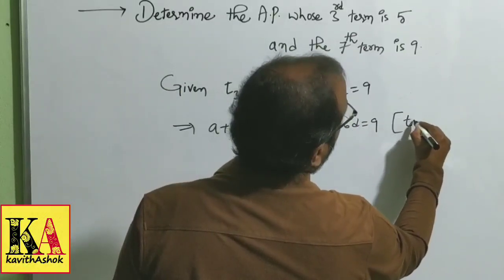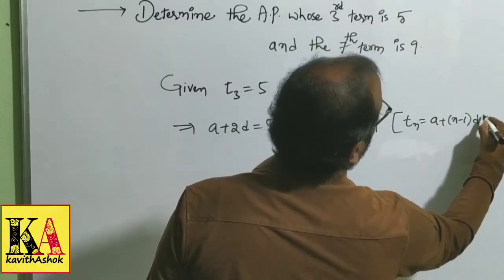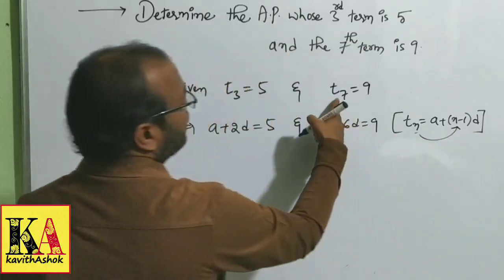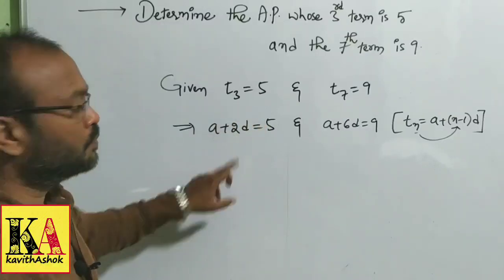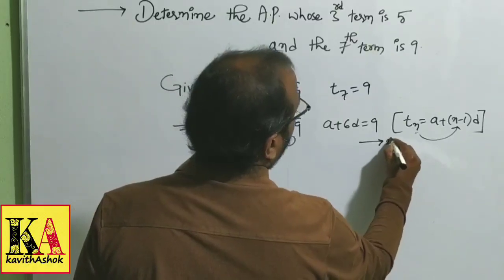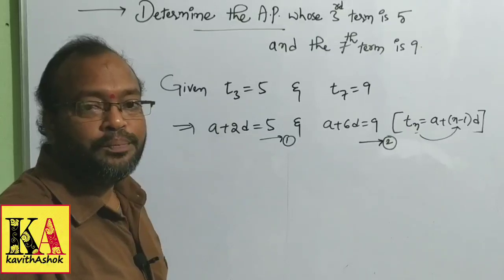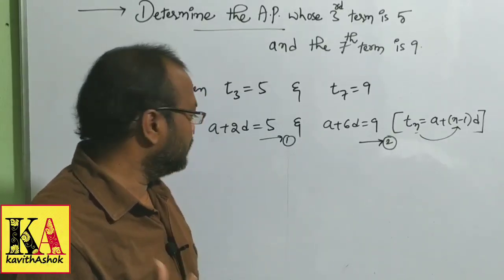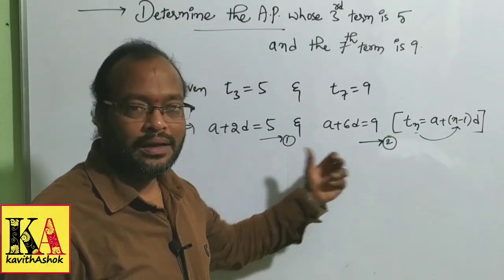Why? Because we already know Tn is equal to A plus n minus 1 into D. According to that, 7 will become 6, 3 will become 2. Take this as equation number 1 and this is equation number 2. To determine the AP, we want two parameters. What are the parameters in the arithmetic progression? A as well as D. So if we solve equation number 1 and 2, automatically we can get the two parameters.